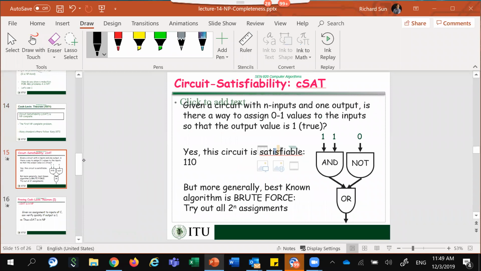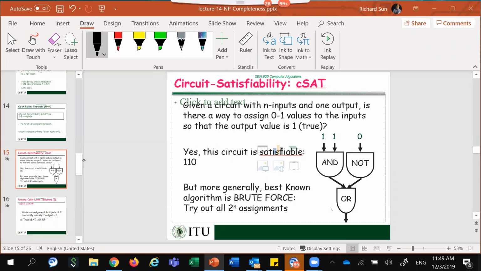The circuit satisfiability problem is this. You are given a circuit that consists of AND gates, OR gates, and NOT gates, and so on, all these Boolean gates connected together like this, as an example. Suppose you have N inputs and a single output. In this example, there are 3 inputs.